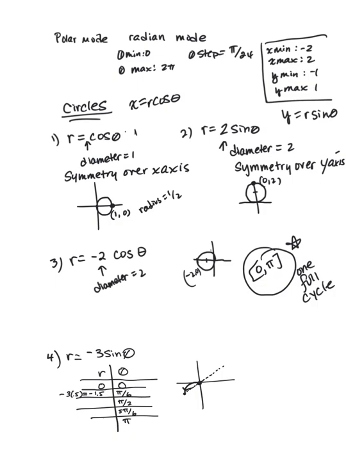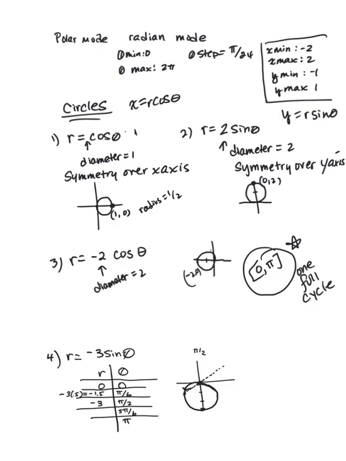Pi over 2, the sine is 1. So the radius is going to be -3. So if I went up to pi over 2, right, here's pi over 2, but I'm going to go backwards, 3. 1, 2, 3. Okay, if you finish that up, it's going to end up going around like this. Okay, so you could always resort to doing that, but you only need to go from 0 to pi.